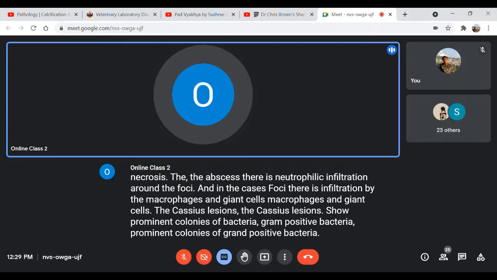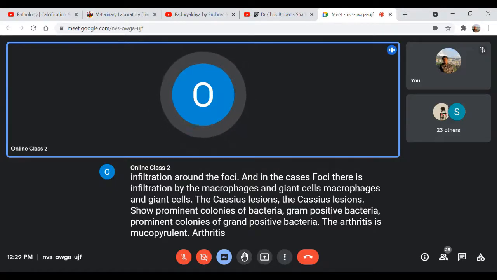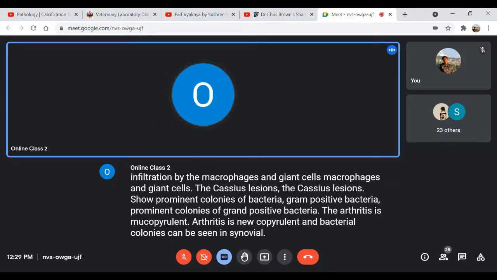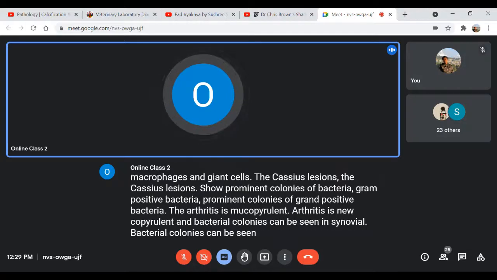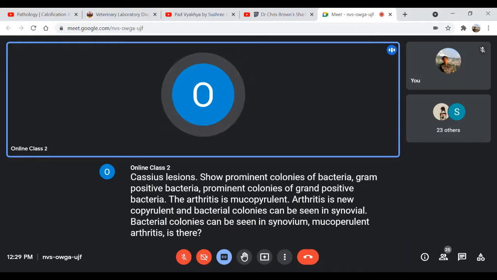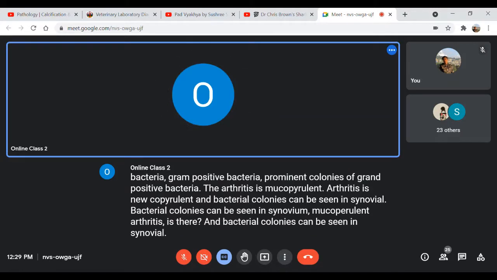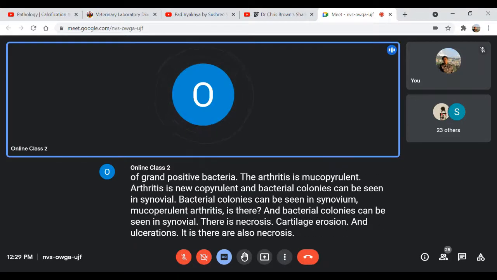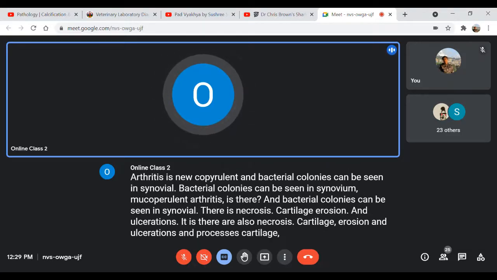The arthritis is mucopurulent, and bacterial colonies can be seen in the synovium. There is necrosis, cartilage erosion, and ulcerations.